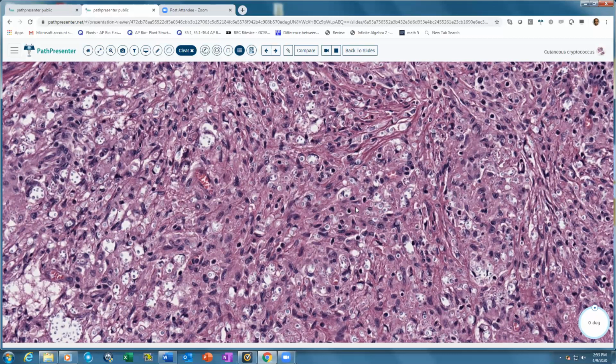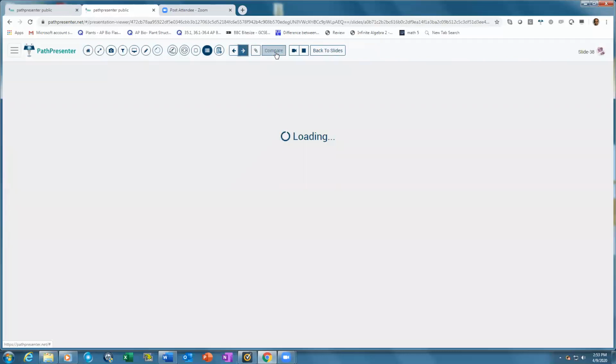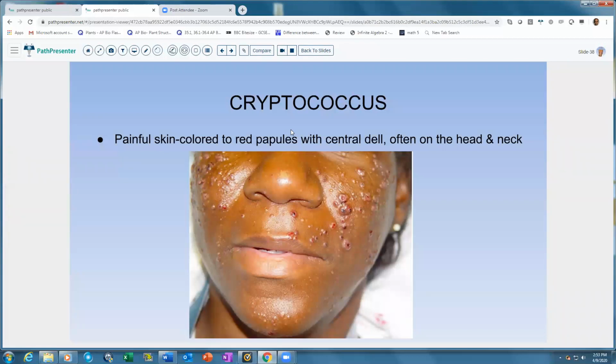These are usually encapsulated budding refractile yeast around 5 to 15 microns, and they have a very prominent capsule around them. This capsule can often be highlighted by mucicarmine, so if you do a mucicarmine stain, you can actually highlight the capsule. Clinically, we already saw this picture where the patient with Cryptococcus presents with painful skin-colored to red papules.